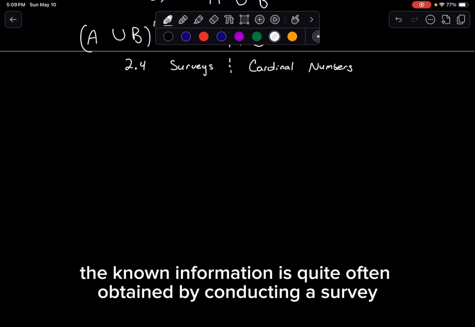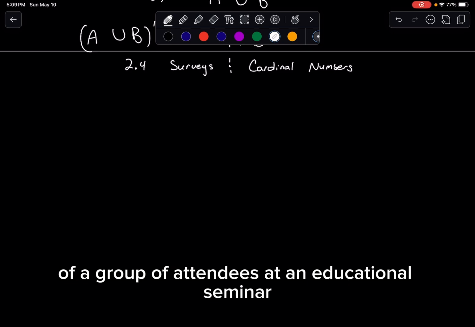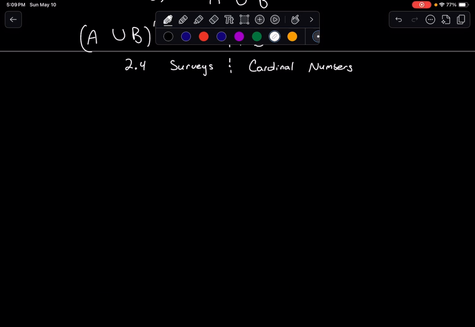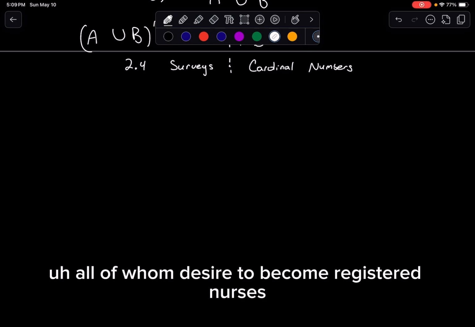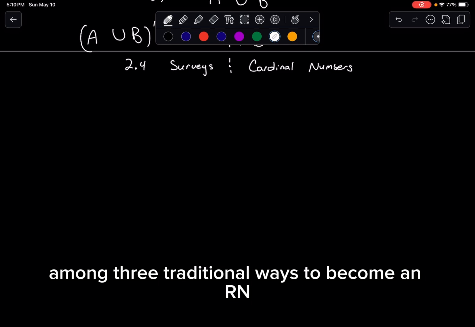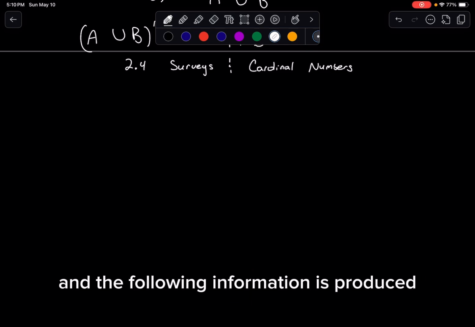Now, the known information is quite often obtained by conducting a survey, and we're going to use the first example of a group of attendees at an educational seminar. So from this group of attendees, all of whom desire to become registered nurses are asked their preferences among 3 traditional ways to become an RN. And the following information is produced.